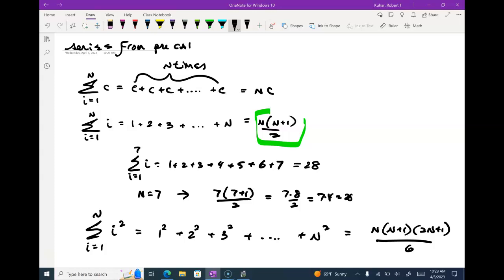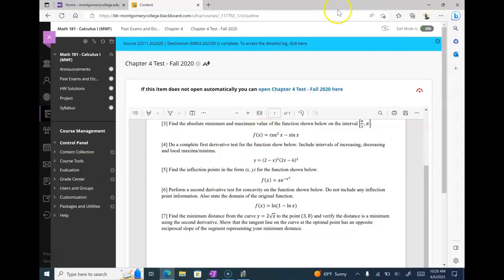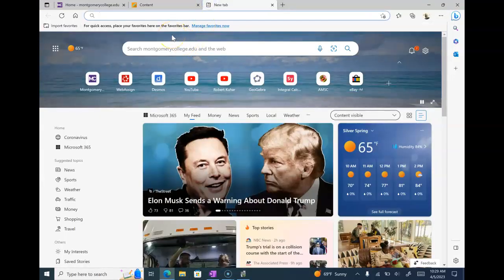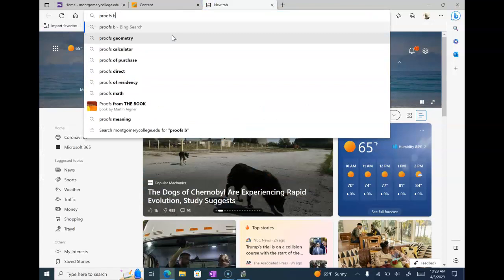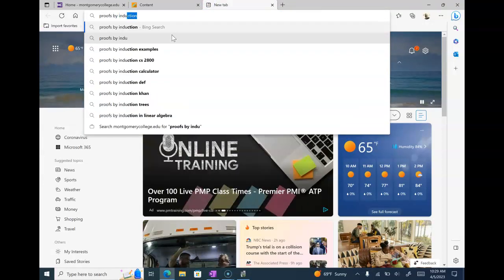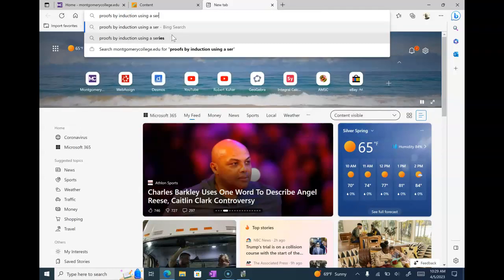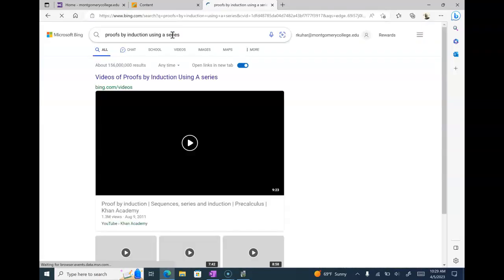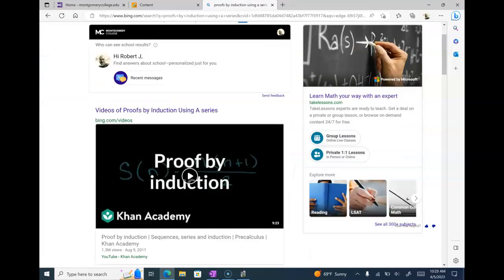Again, math majors, prove that one by induction. You'll probably have to go watch someone else do it at first. But I usually do these in my pre-cal class. Math majors, computer science majors also, please. So I'm doing proofs by induction using a series. Series means the sum. Those are the sums.